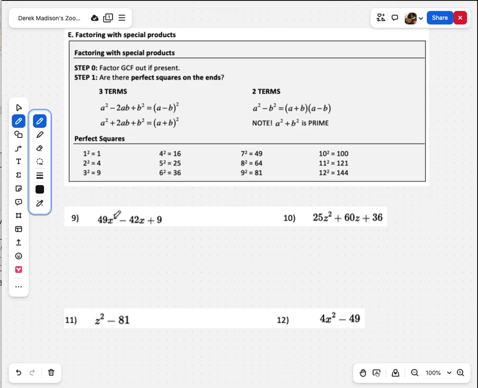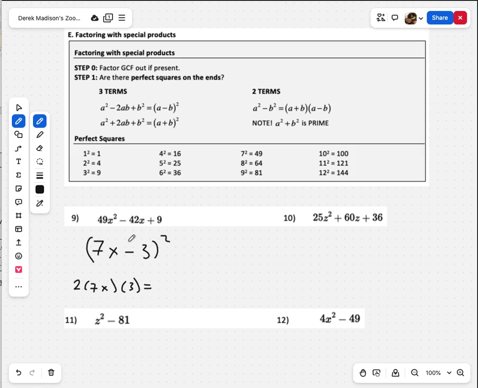So if 49x squared is a squared, then a is going to be 7x, because 7x times 7x would get me back to 49x squared. Since that's a minus, this is a minus. And then 9 is a square, so b squared is 9. That would make b 3, and quantity squared. To check this, this middle should be 2 times a times b. So if I go 2 times a times b, it should make the middle. 2 times 7 is 14, times 3 is 42.